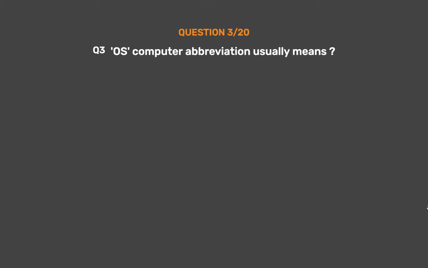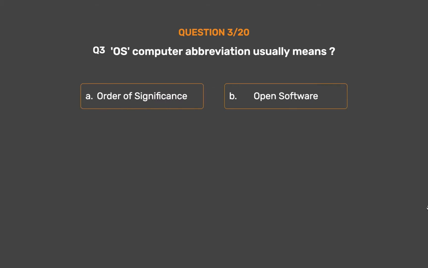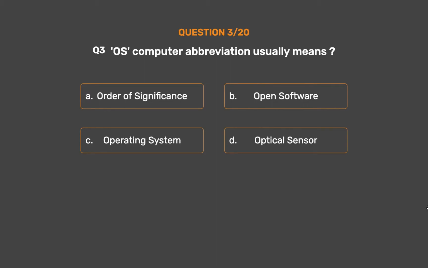Question number 3. OS computer abbreviation usually means Option A. Order of significance. Option B. Open software. Option C. Operating system. Option D. Optical sensor.